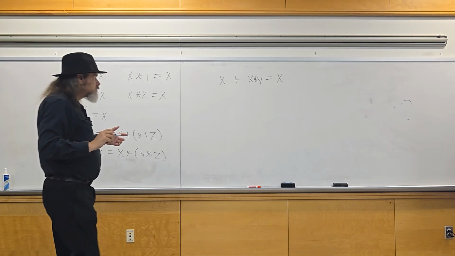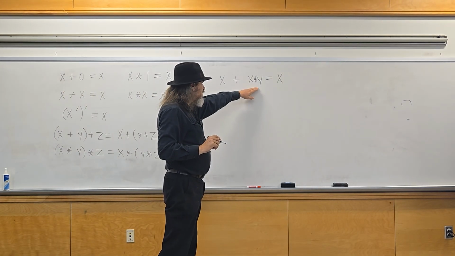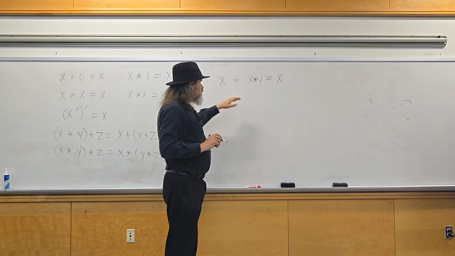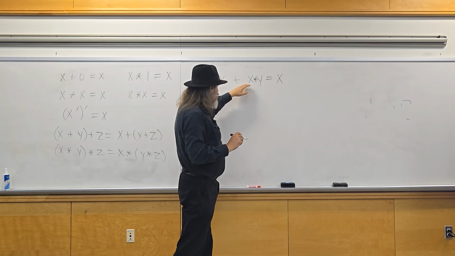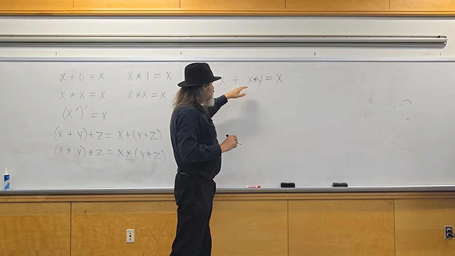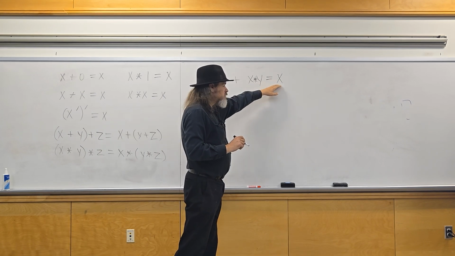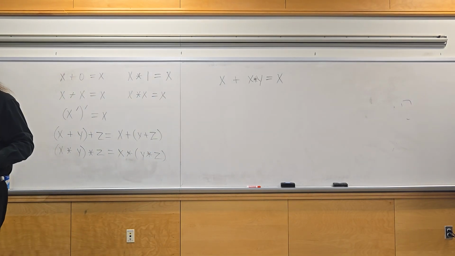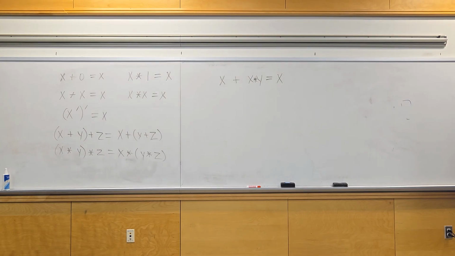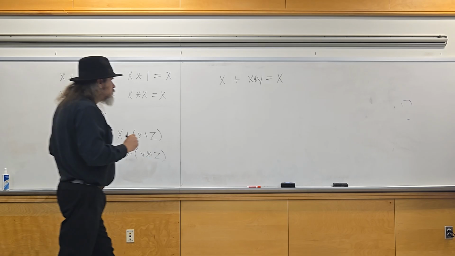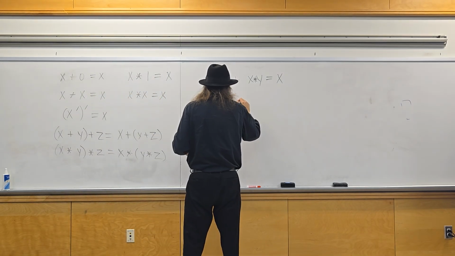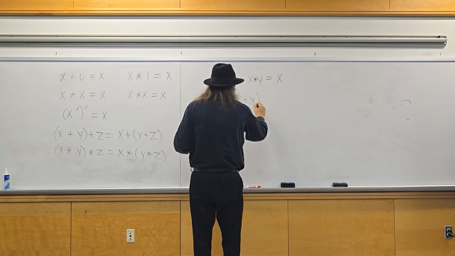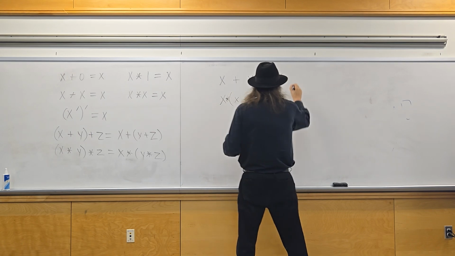Because no matter what Y is, if X is 1, the result is going to be 1. If X is 0, this will be 0, and this will be 0, making it 0. So it absorbs the Y in the equation. Same can be done with X and X plus Y. That also equals X. This is absorption.